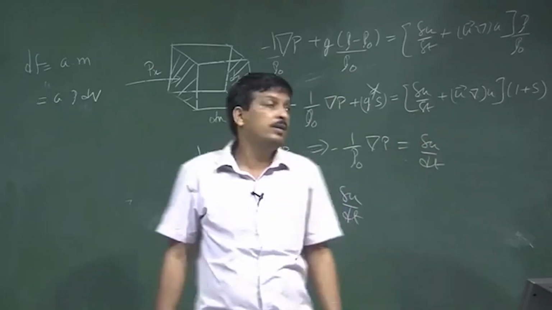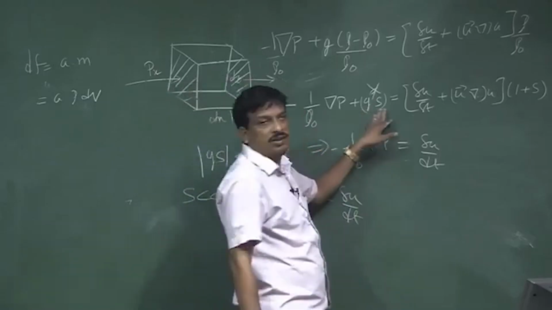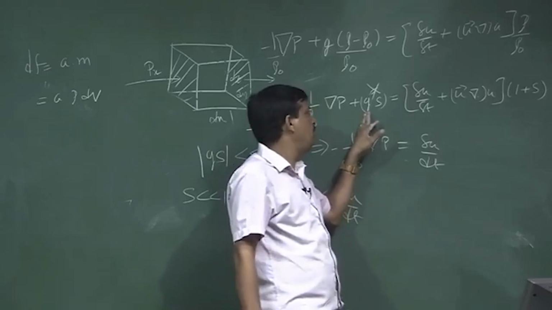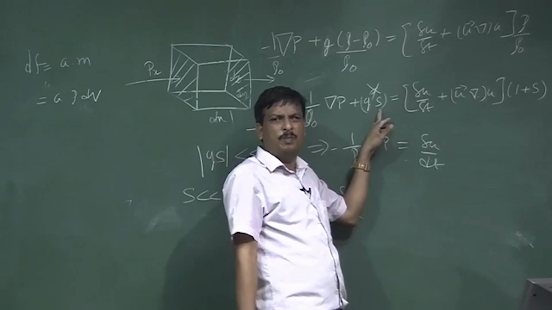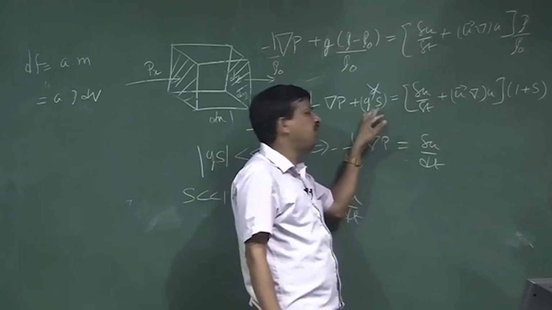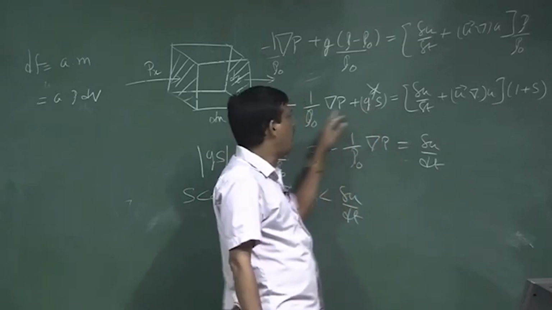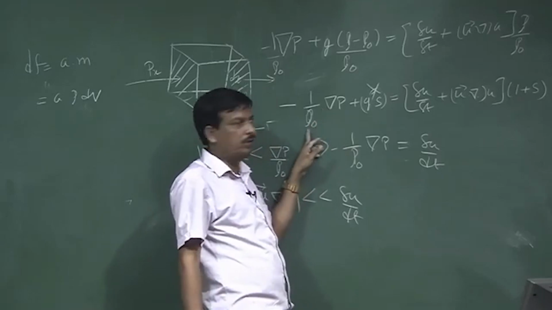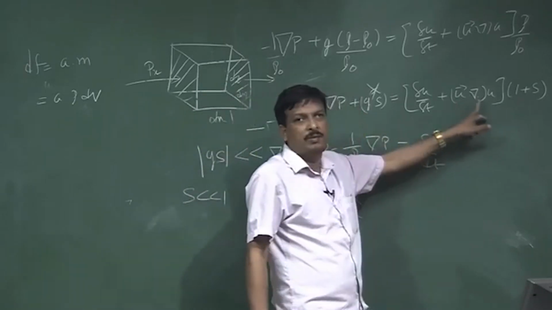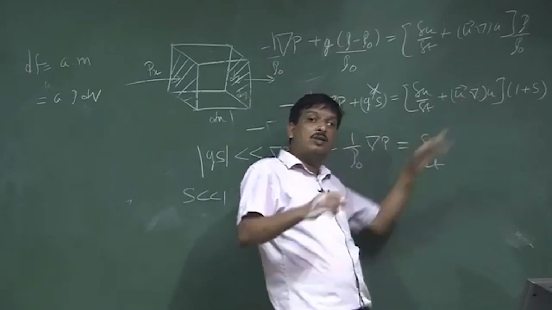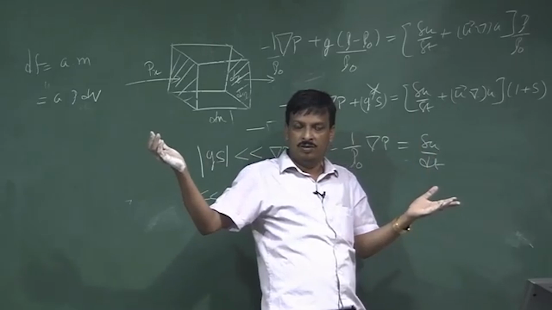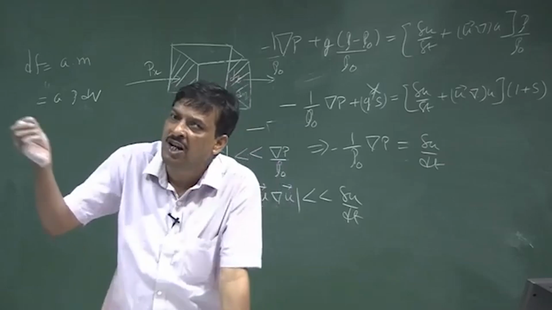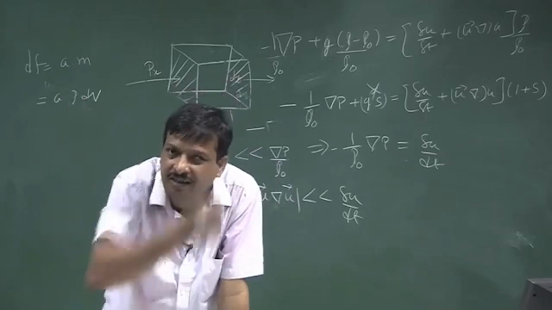Why do I consider that? See, what is g into S? Condensation multiplied by the gravitational acceleration. Now, if S is very small, less than 1, this term is very small compared to the change of pressure due to position divided by rho 0. And this term, what is this term? This term is divergent of particle velocity, divergent of particle velocity means rate of change of particle velocity in all three directions.